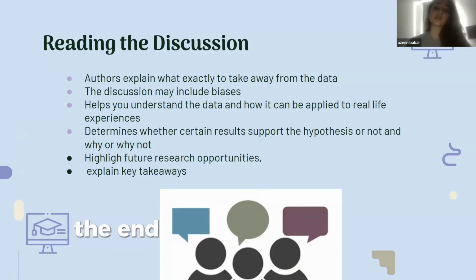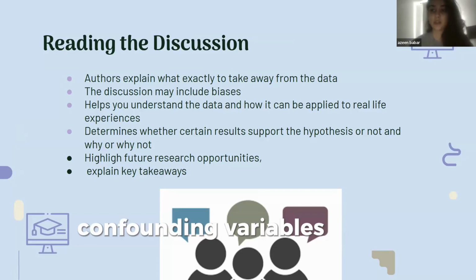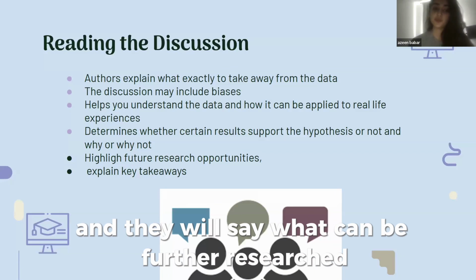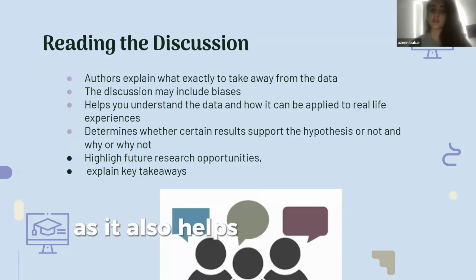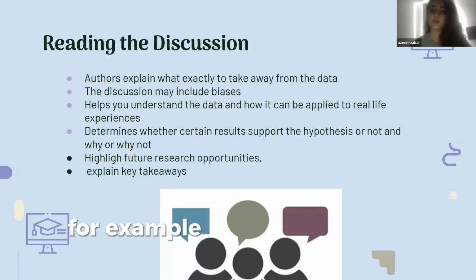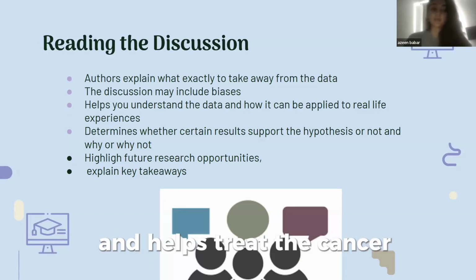The end of the discussion will also have the researchers saying key takeaways, any confounding variables or bias that could be in there, and they will say what can be further researched. Future research is very important as it also helps to explain why this research is important. For example, if there's an article that found out a new way that cancer cells grow, future research opportunities would be how do we get medicine that stops this growth and helps treat the cancer.